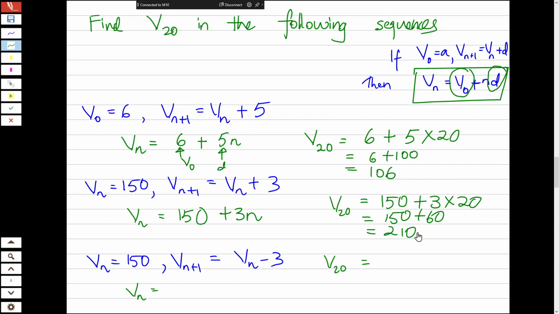All right, this time instead of adding 3, I am minusing 3. So what do you reckon the formula is going to be this time? Take 3n. Very good. Instead of plussing 3 times 20, this time I'm going to minus 3 times 20.